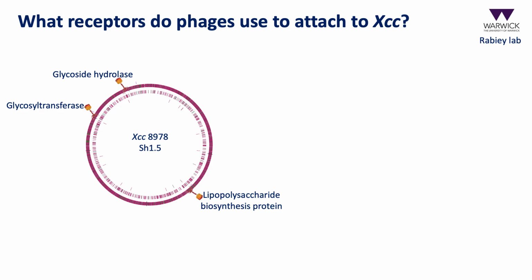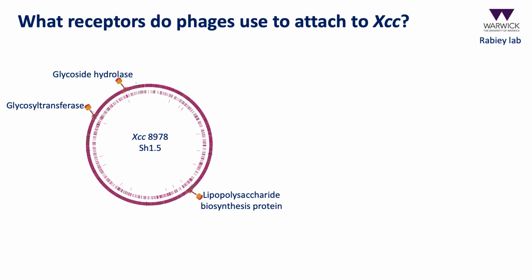So we do what we call resistance experiments, where we use a very high concentration of phage to kill the population of XCC immediately. When the resistant bacteria emerge, we collect those resistant isolates and sequence them. When we have the sequence back, we check it against the reference genome, the XCC strain 8978, and we find the mutations. The mutations normally occur where the receptors are.